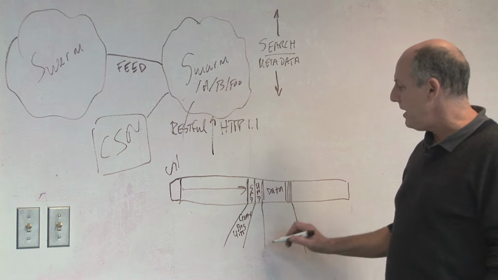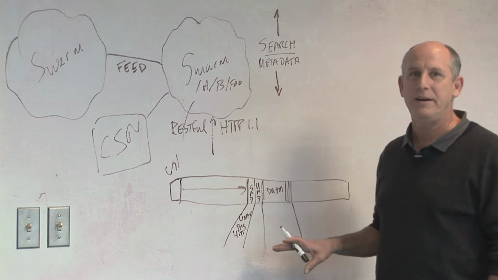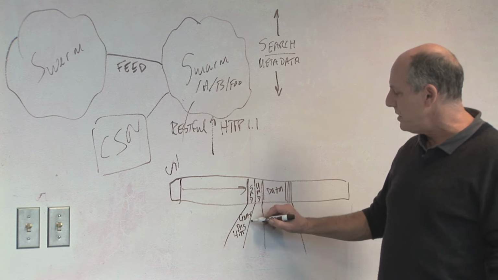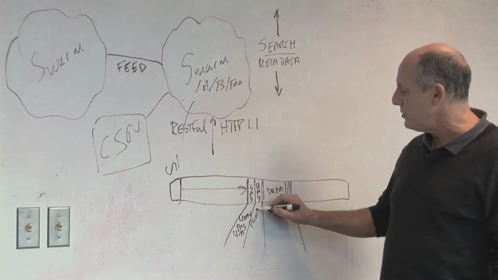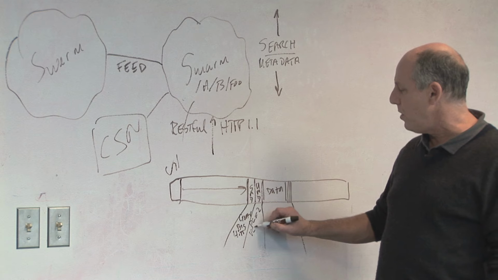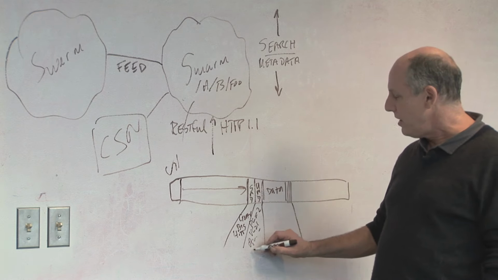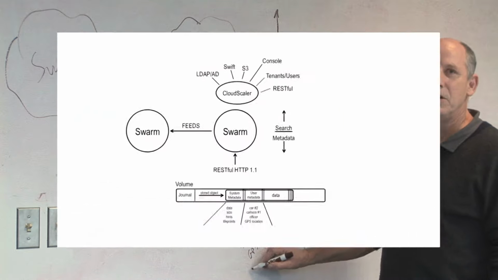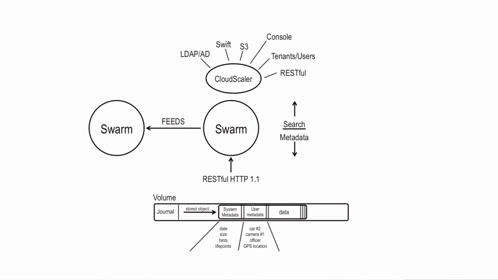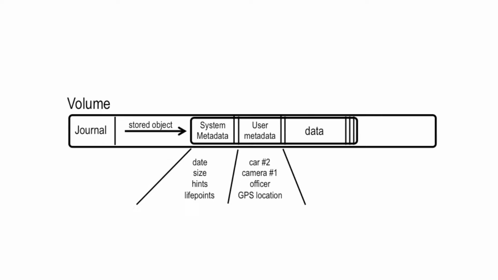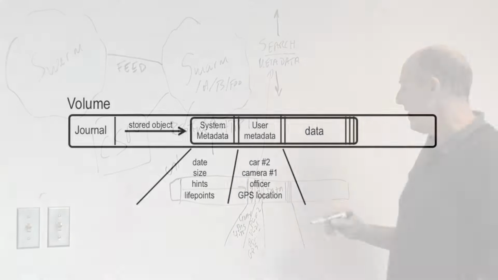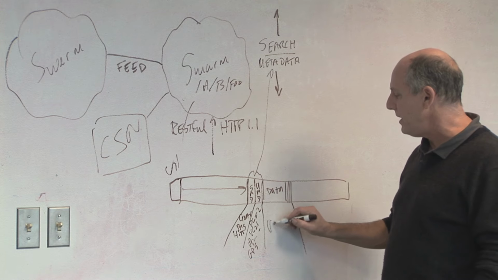The user metadata is whatever you want. For the user metadata, you may say, this was police car number 2, video camera 1 in the car, officer so and so and so forth driving the car, GPS locations, what coordinates or otherwise. And so now you've got all this metadata, and oh, by the way, both these sets of metadata make it into the search engine, okay? And then the data itself would be the video.